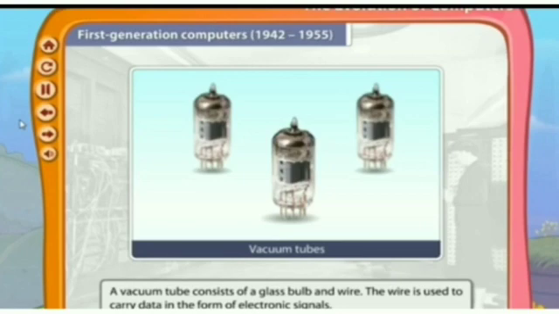The first generation computers used vacuum tubes as the main electronic component. These computers were the fastest calculating devices of their time. They were huge in size. It was not easy to carry them from one place to another because of their weight.